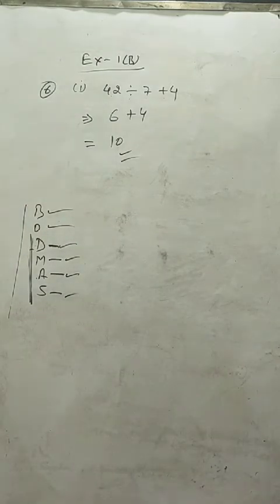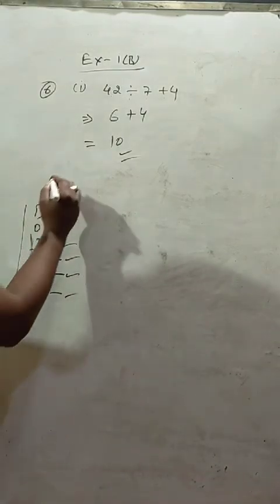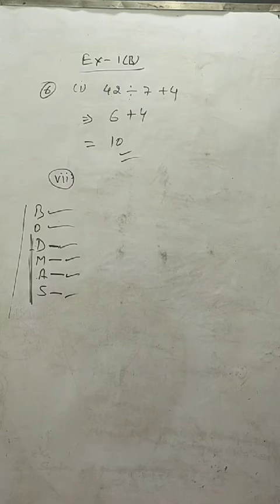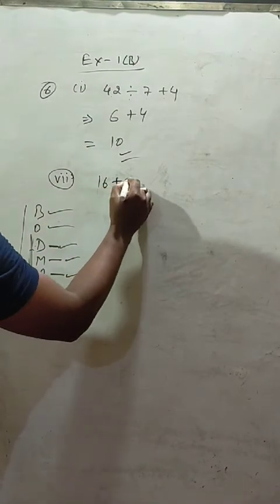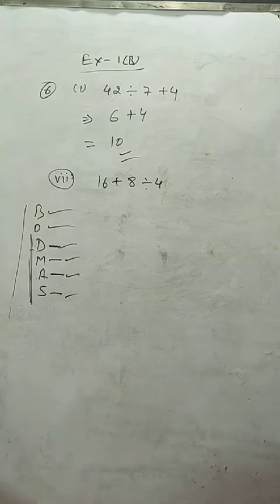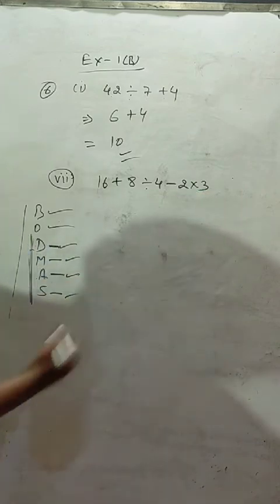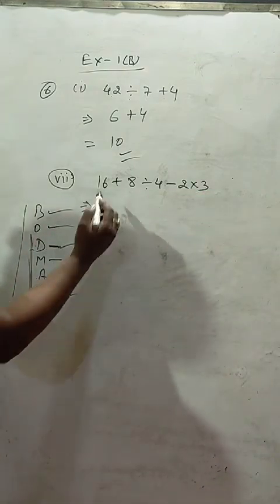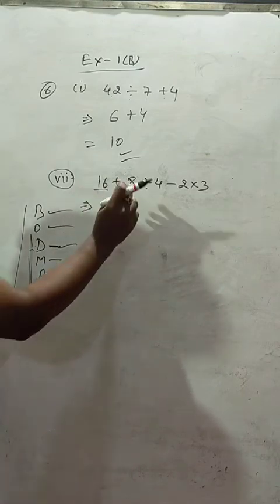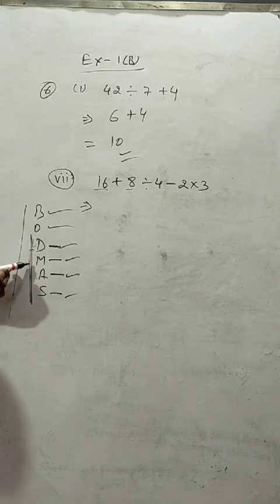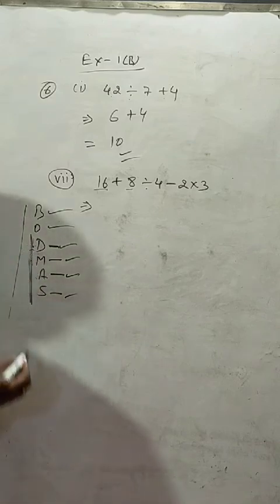Now I will solve one more question. Suppose it is question number 7: 16 plus 8 divided by 4 minus 2 into 3. Here there is addition, and between 8 and 4 there is a division. See, division comes before multiplication, addition and subtraction. So first we will do the division.